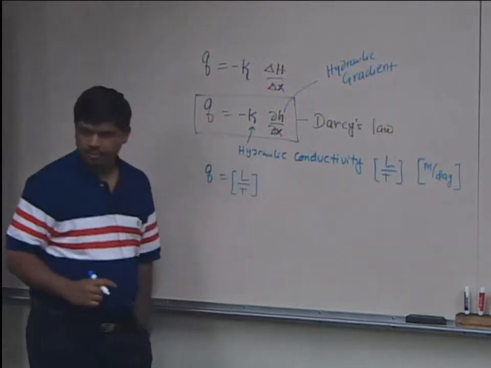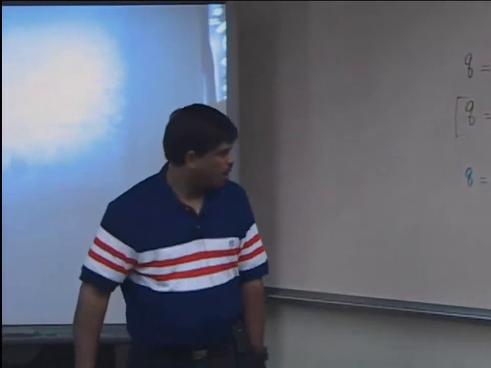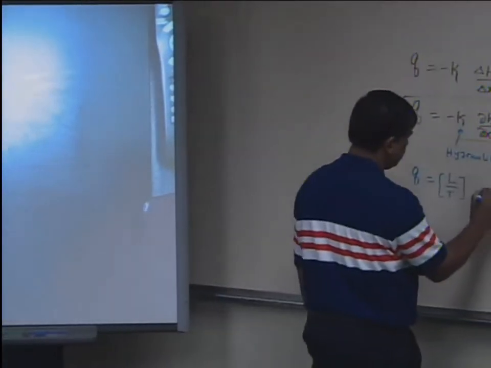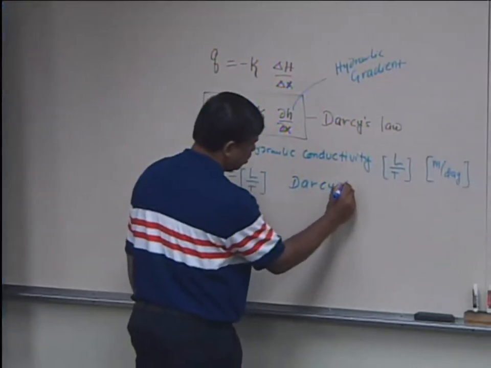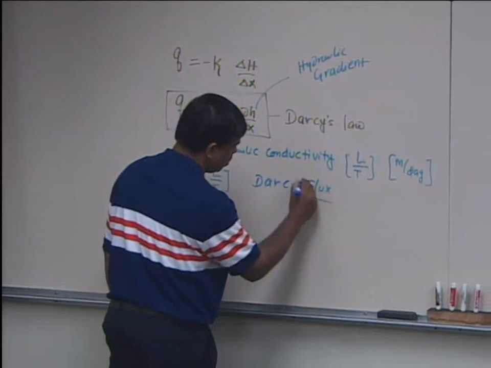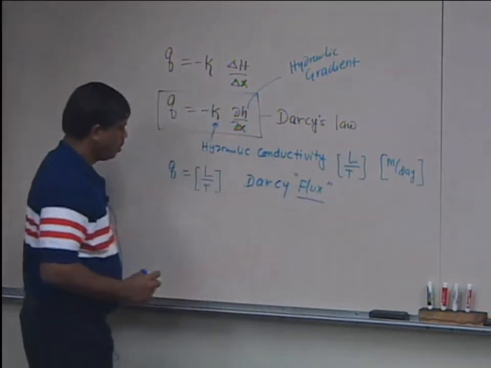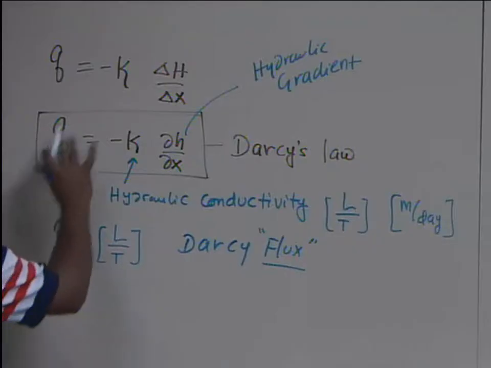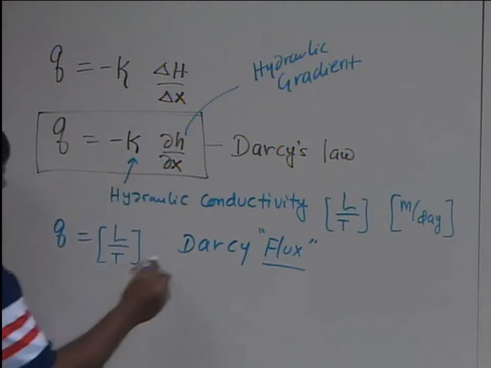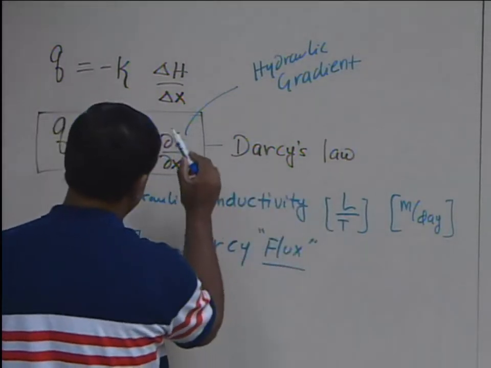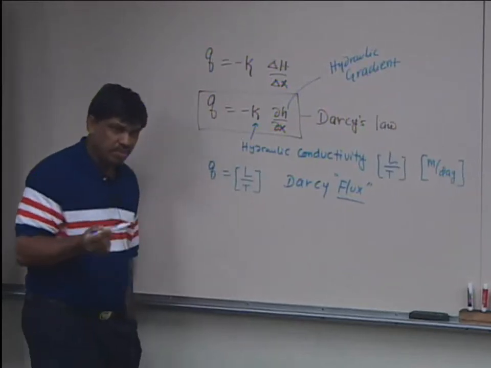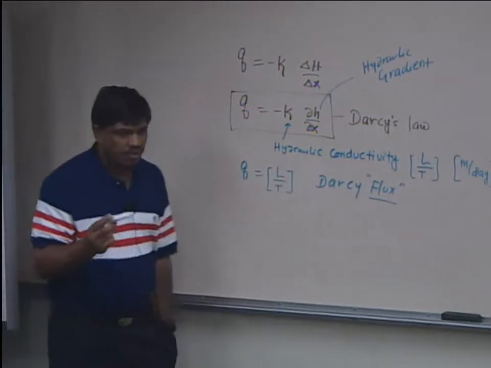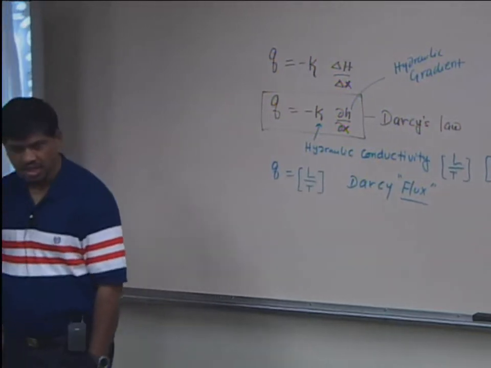Okay. And Q is called the Darcy flux. Purely from a dimensional argument, if K is length per day and the gradient is dimensionless, this becomes length per day, which means the unit of Q should be like meter per day or something like that, right? Now, if you look at a textbook, they actually say that, okay?